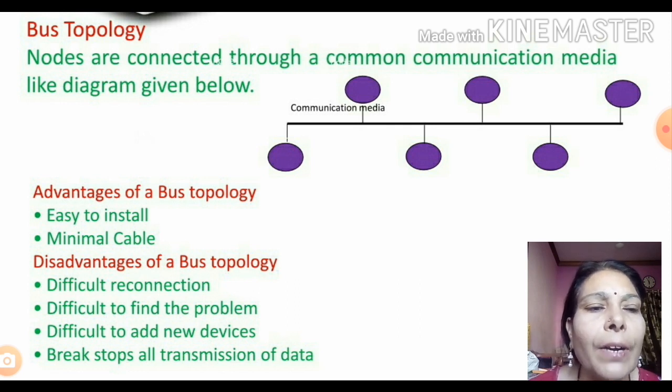Another disadvantage is that if any one node is not working in the topology, the whole network will stop. The transmission of the data will not take place in this type of topology if any node is faulty or not working properly in a network.